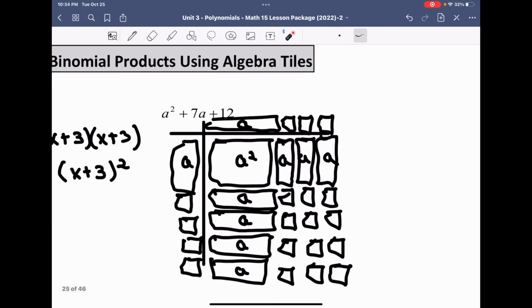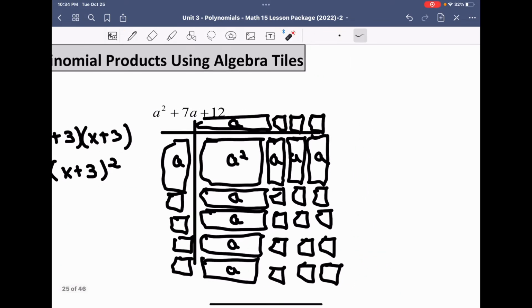Now, if I want to represent this as a binomial times binomial, I look at the top side here and I go, well, I have a plus 3 individual units. My second one, or my vertical one, is a plus 4 units. And since these aren't the same, that is our binomial times binomial, or our trinomial in factored form, or as a product of two binomials.